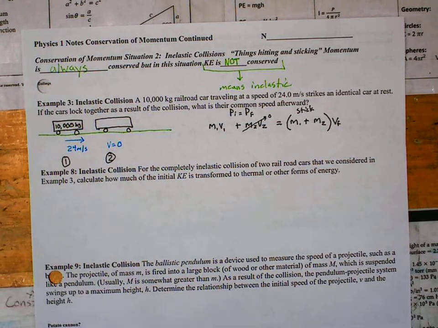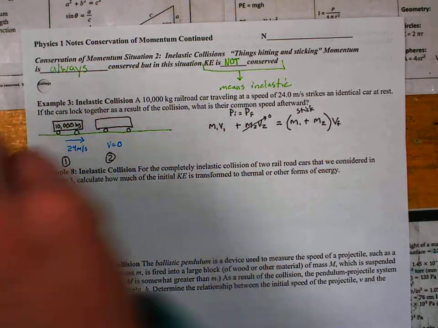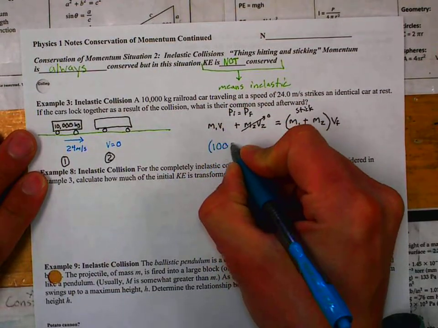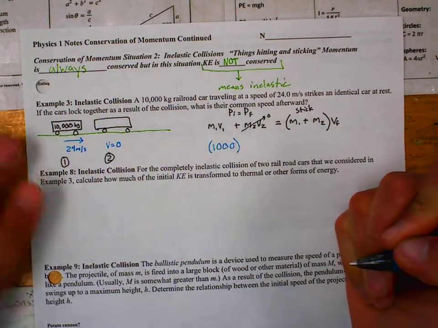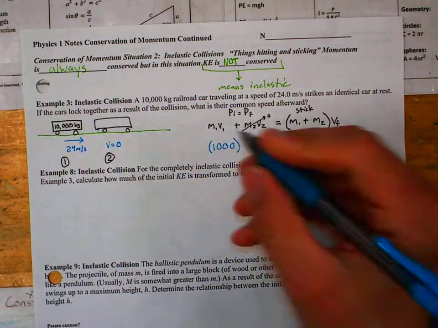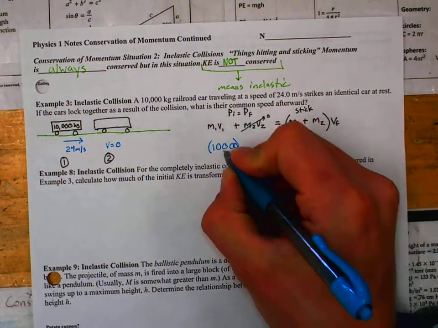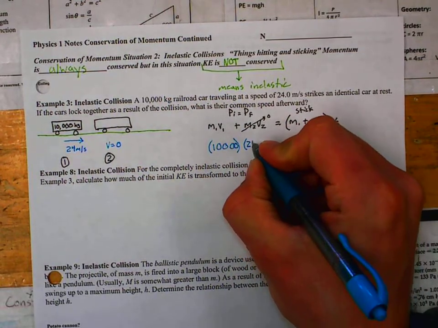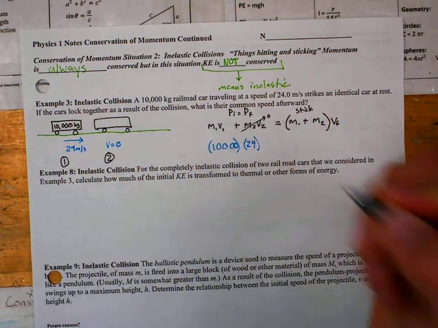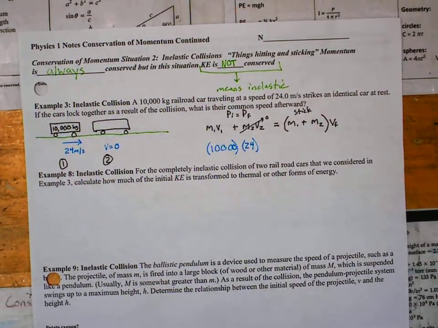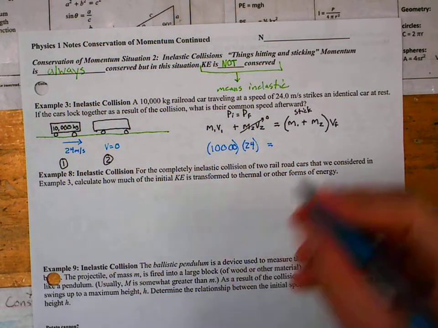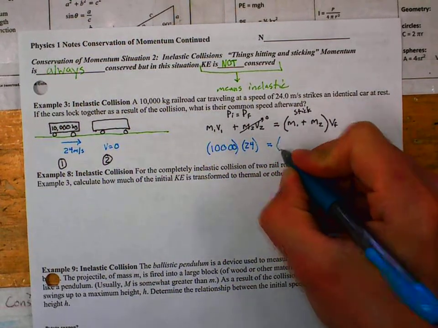Alright. And now we simply have to plug in some numbers. So M1 is 10,000. And then it's going 24 meters per second. And then over here, we have a total of 20,000.